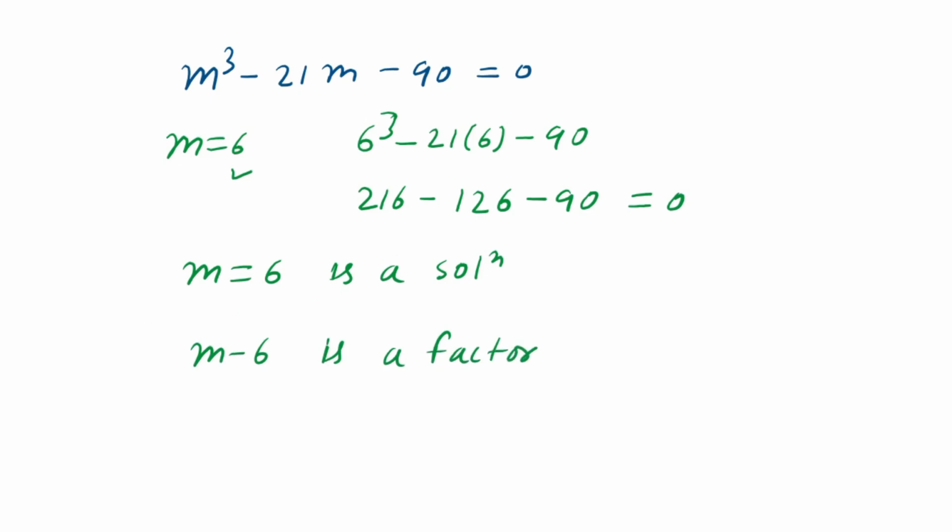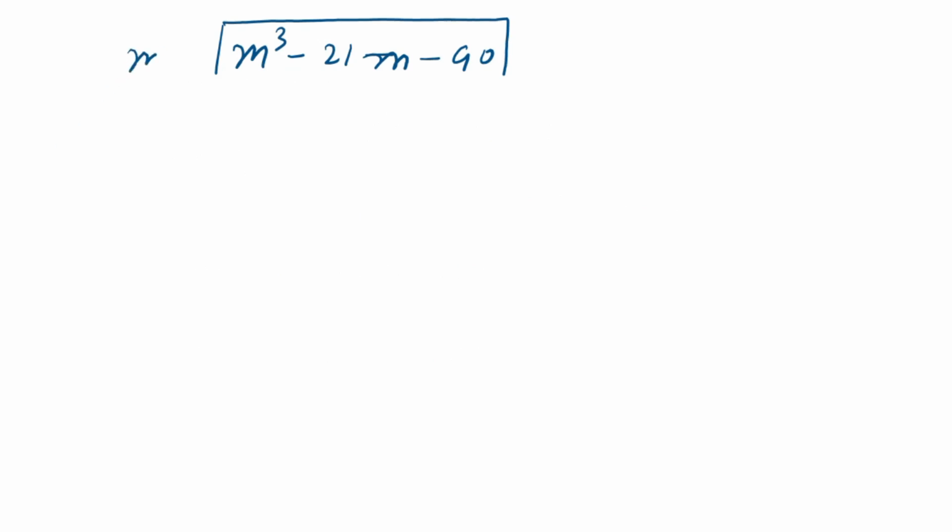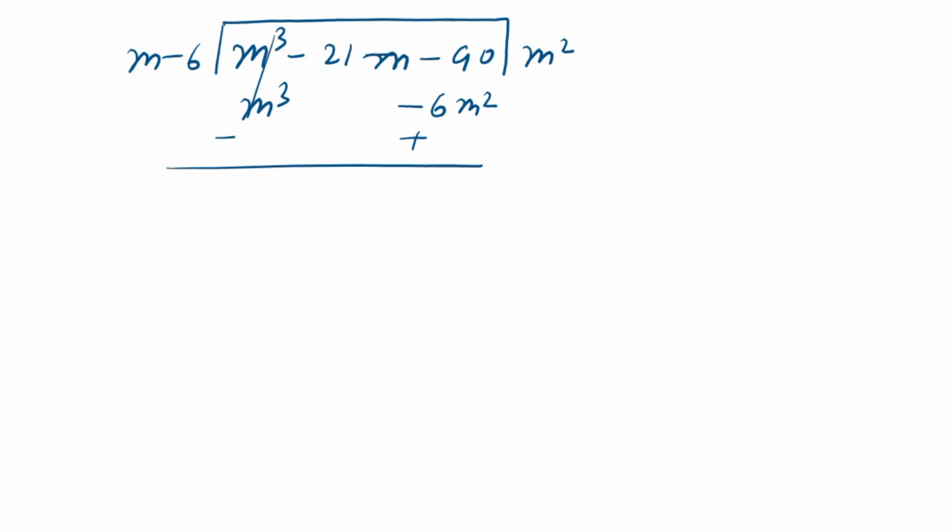cubic equation. Now we divide m cube minus 21m minus 90 by the factor of this cubic equation, which is m minus 6. M square multiplied by m gives m cube. M square multiplied by minus 6 gives minus 6m square. Here minus and here plus, so this m cube is positive and this m cube is negative, both are cancelled out. Here 6m square minus 21m minus 90.